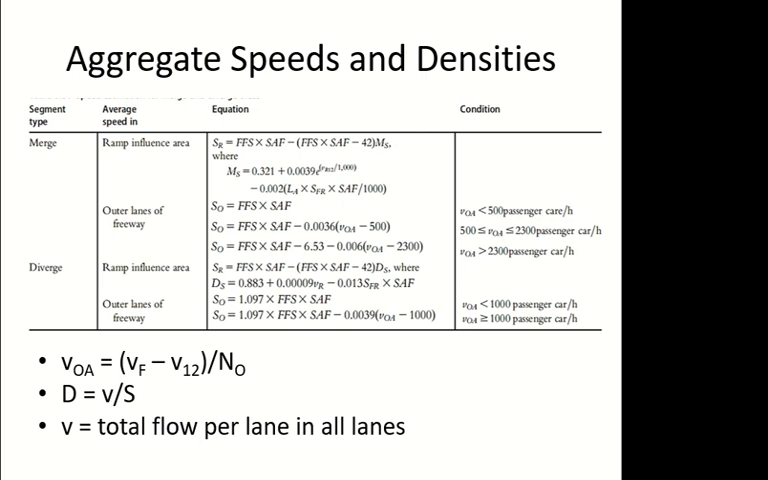So we can calculate the speed for these sets of lanes separately using these equations. For the merge, you will use the first set of equations. For the diverge, you will use the second set of equations. So what are we using here? Free flow speed, FFS. The speed adjustment factor, we have talked about it in the previous lecture, and I told you they will not change. So they are the same.